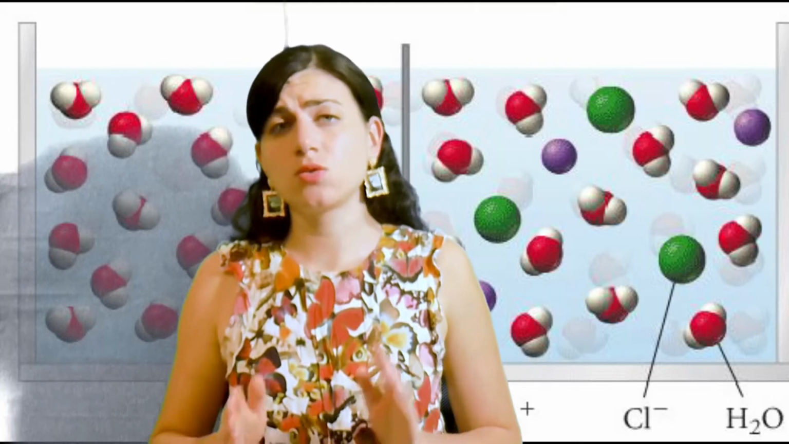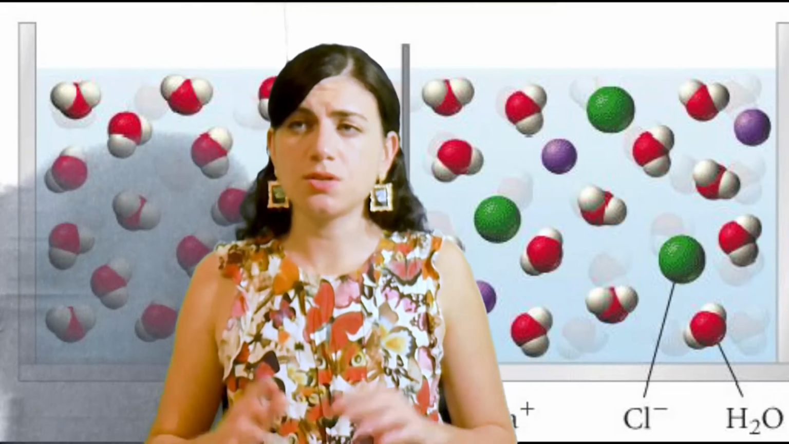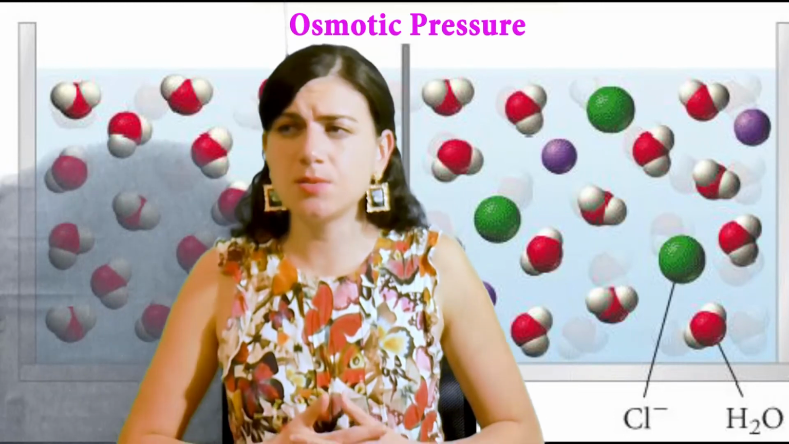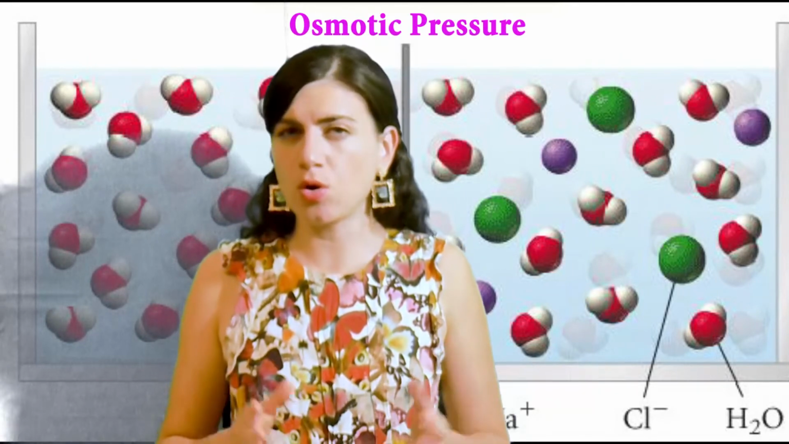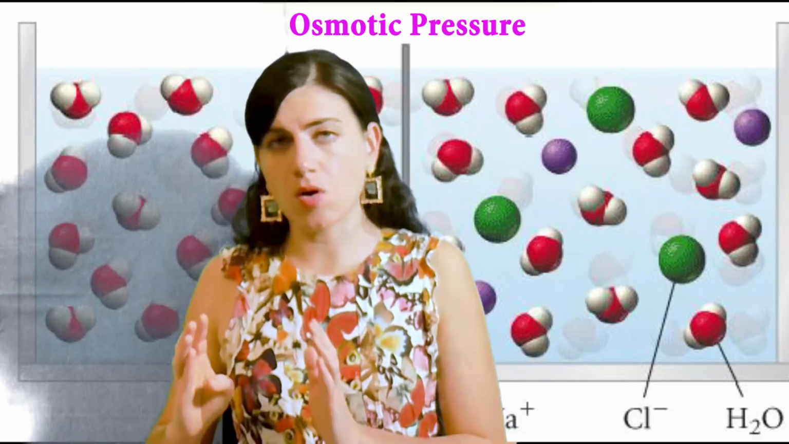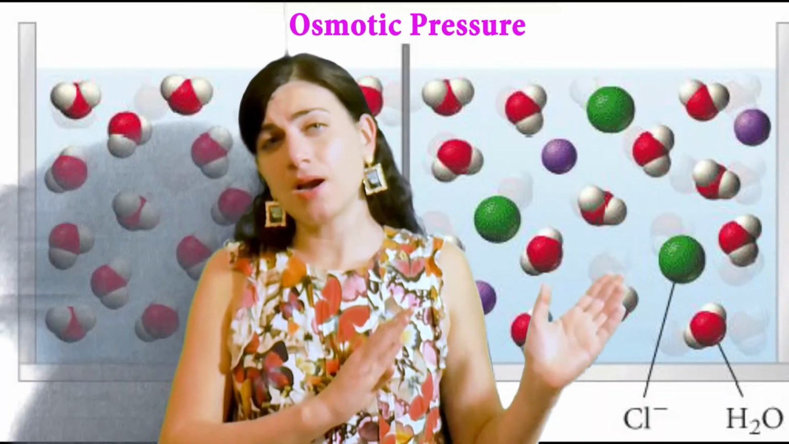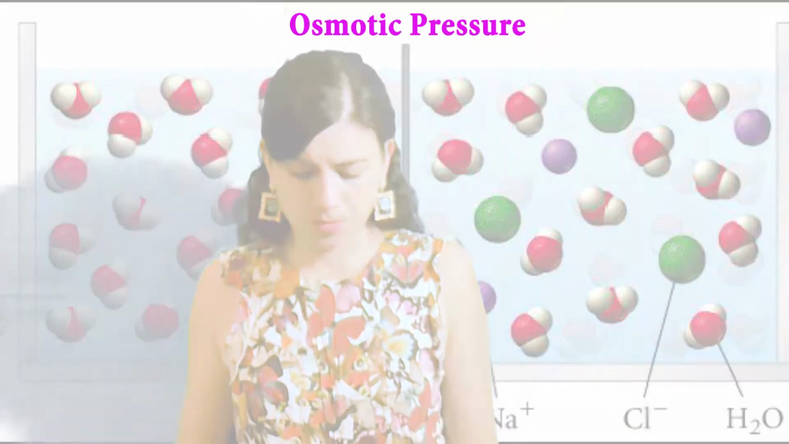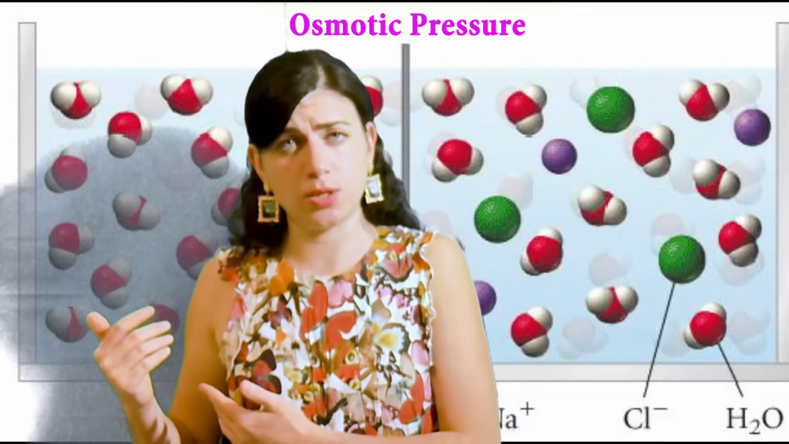Let's move now to the last colligative property, which is osmotic pressure. The property of osmotic pressure is similar to the phenomenon of diffusion of gases. Diffusion is a movement of a substance from an area of high concentration to an area of low concentration. The same principle happens for liquids.